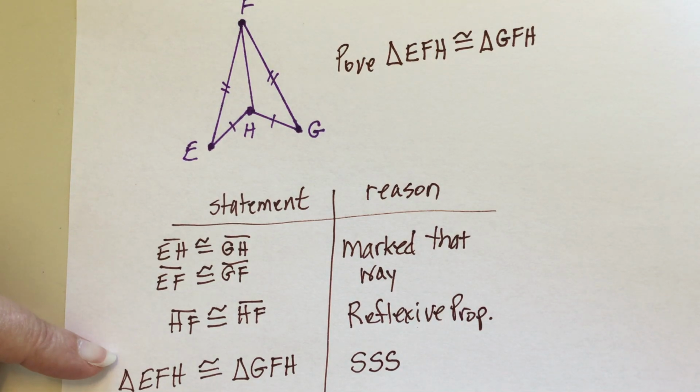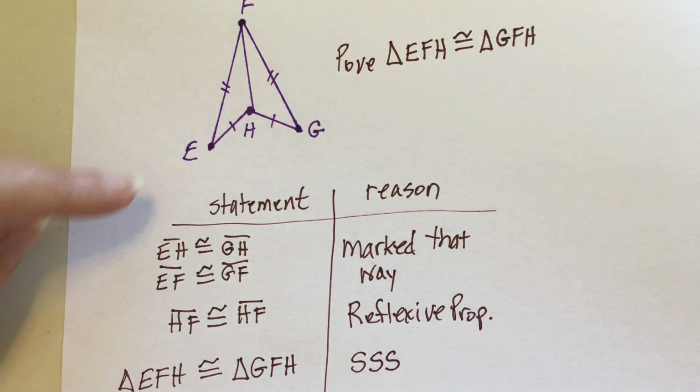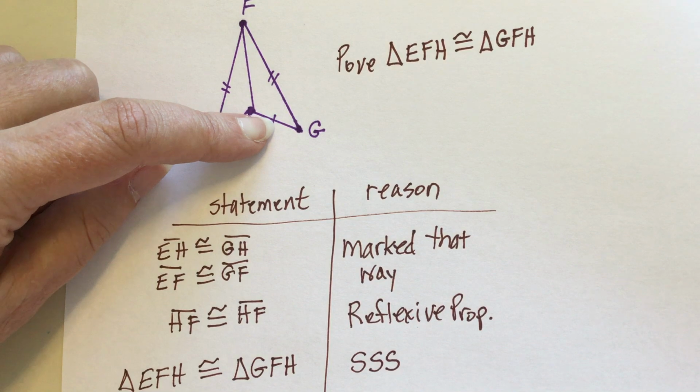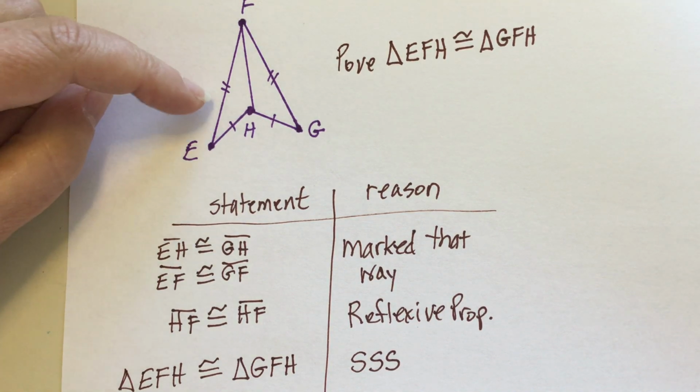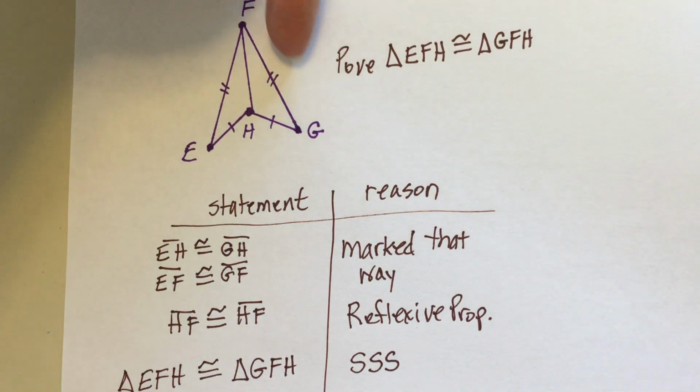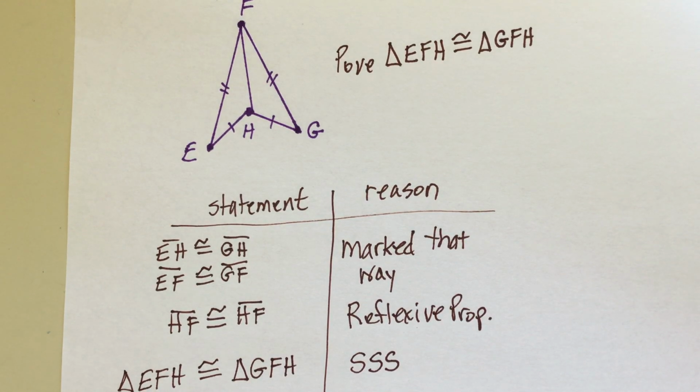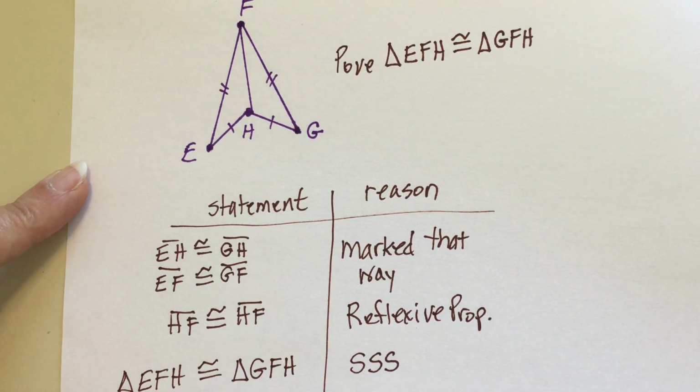The triangles are congruent because all the sides match. I know this side matches this side, it's marked that way. I know this side matches this side, it's marked that way. And I know that middle segment's got to be equal to itself. That's the reflexive property. Therefore, those triangles are congruent by side-side-side.